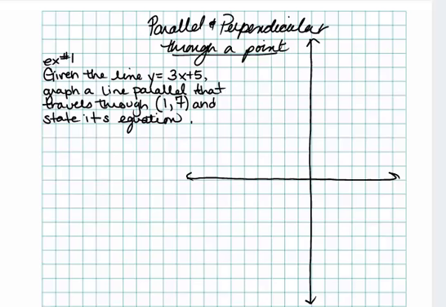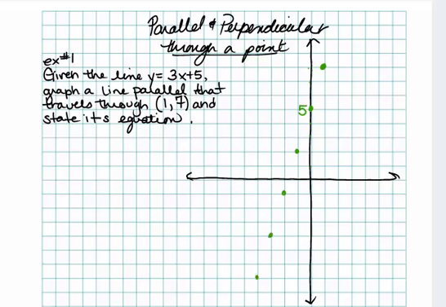Let's examine this problem. Given the line y equals 3x plus 5, graph the line parallel that travels through (1, 7), and state its equation. So the first thing I'm going to do is start plotting this line. I start at 5 on the y, and then a rise of up 3 over 1. And I'm starting to run out of room, so now I'm going to go down 3 and back 1.